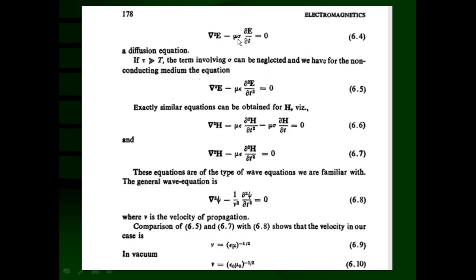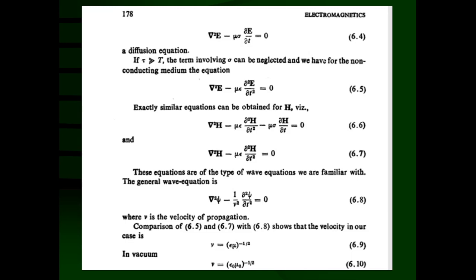So del square E minus mu sigma del E upon del T is equal to 0. That is equation number 6.4, which is known as the diffusion equation, for electromagnetic waves propagating in a conducting medium, which we are going to see in topic 6.5 of this chapter. Now, if tau is large, epsilon upon sigma is large when sigma is very small.